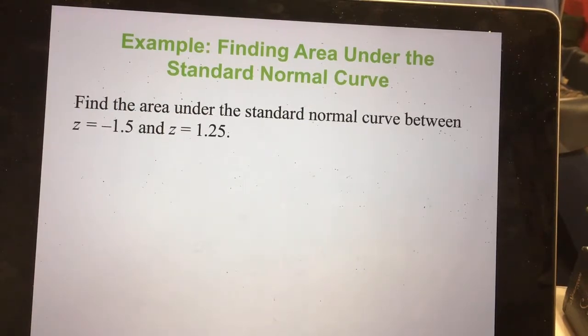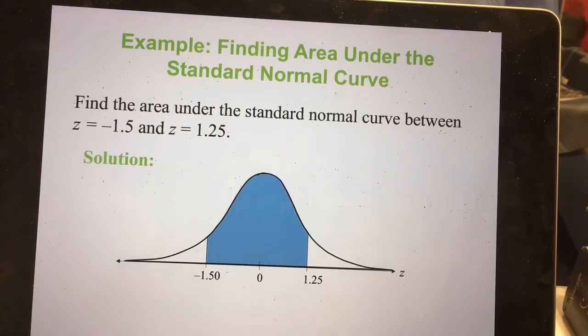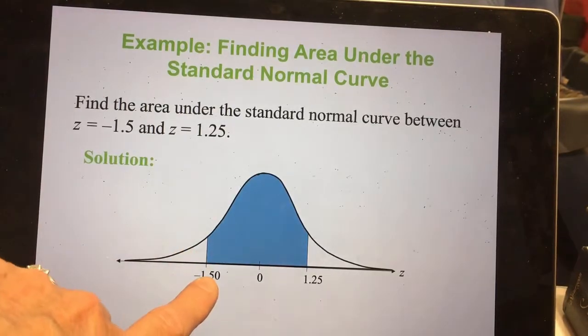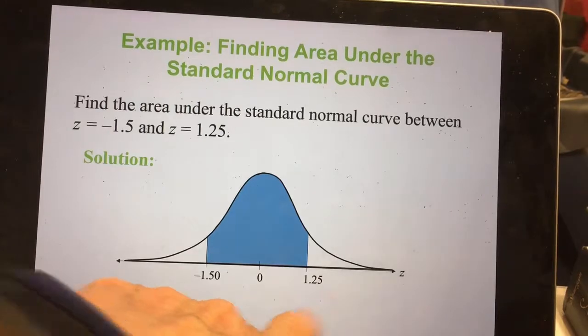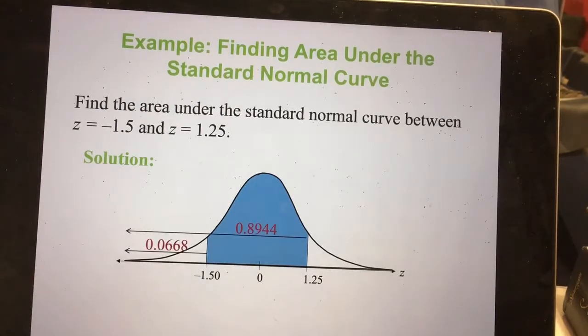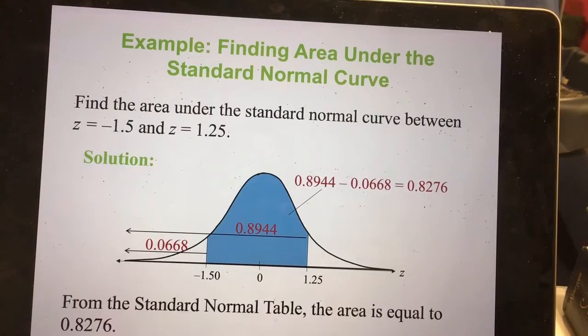Okay, the area under the standard normal curve between -1.5 and 1.25. So this is what we're looking for. We're going to find the area under the curve for -1.5, find the area under the curve for 1.25, and subtract the two. Those are the values from the table, and we subtract them to get the area in between.